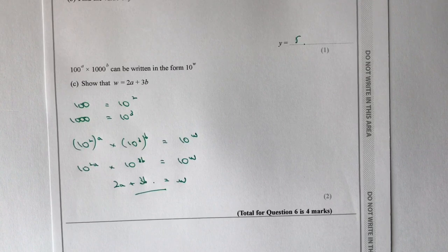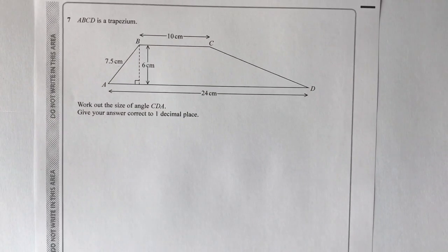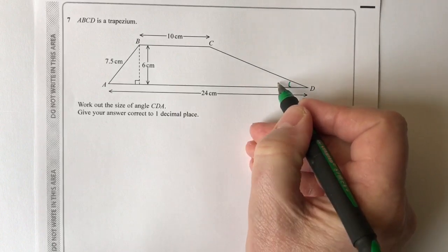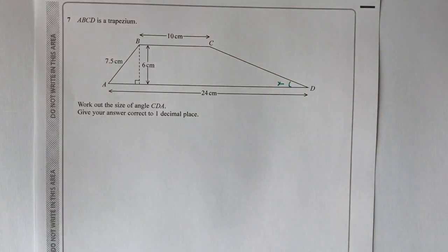And question number 7, we have a trapezium. We need to do a little bit of work on this particular trapezium in order to find the size of angle CDA. So it's actually this angle that we're going to be looking for.